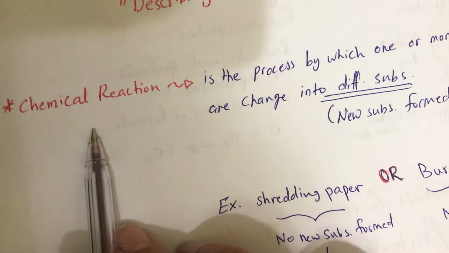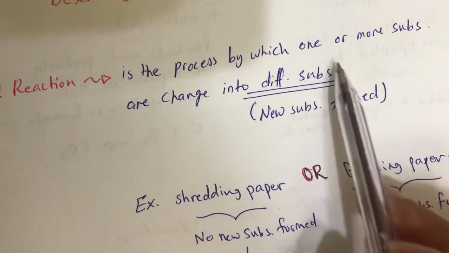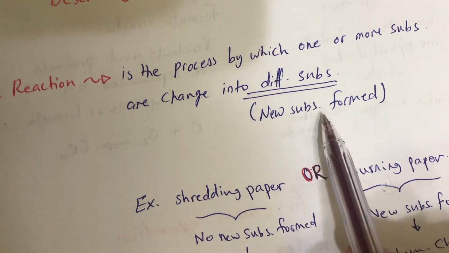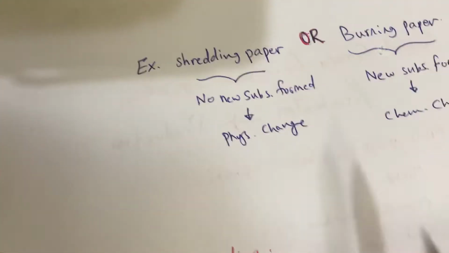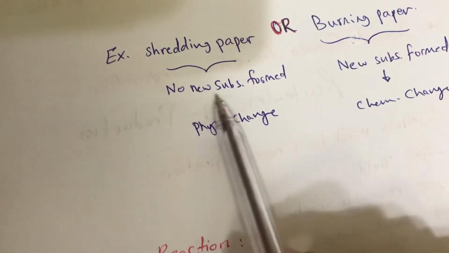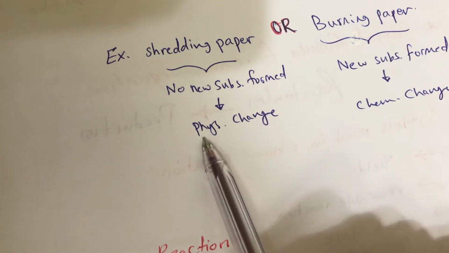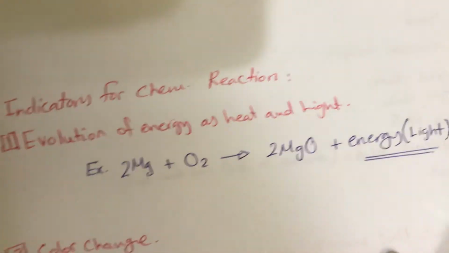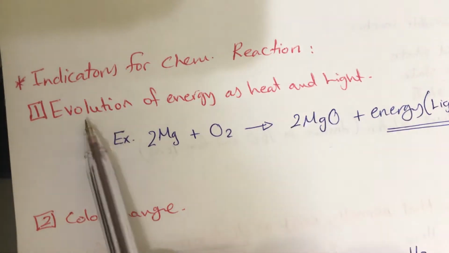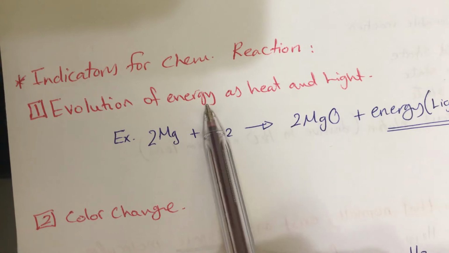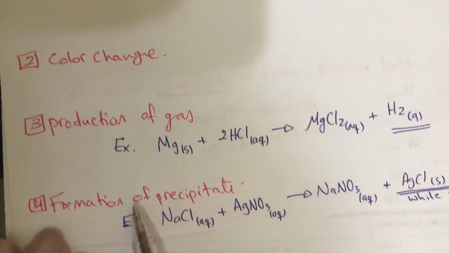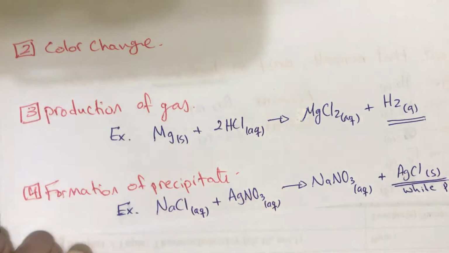So again, a chemical reaction is the process by which one or more substances are changed into a different substance, so a new substance is formed. In any change, if no new substance is formed, it's a physical change. If a new substance is formed, it's a chemical change. Indicators for chemical reactions: evolution of energy as heat and light, color change, production of gas, and formation of precipitate.